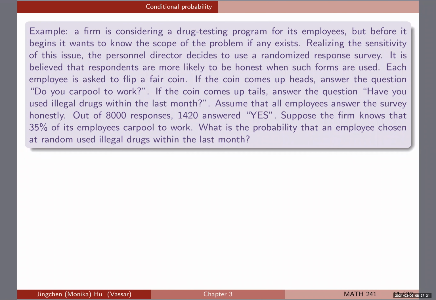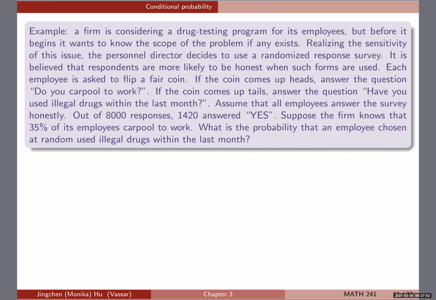If the coin comes up heads, answer the question, do you carpool to work? If the coin comes up tails, answer the question, have you used illegal drugs within the last month? Assume that all employees answer the survey honestly. Let's look at those numbers here. Out of 8,000 responses, 1,420 answered yes.